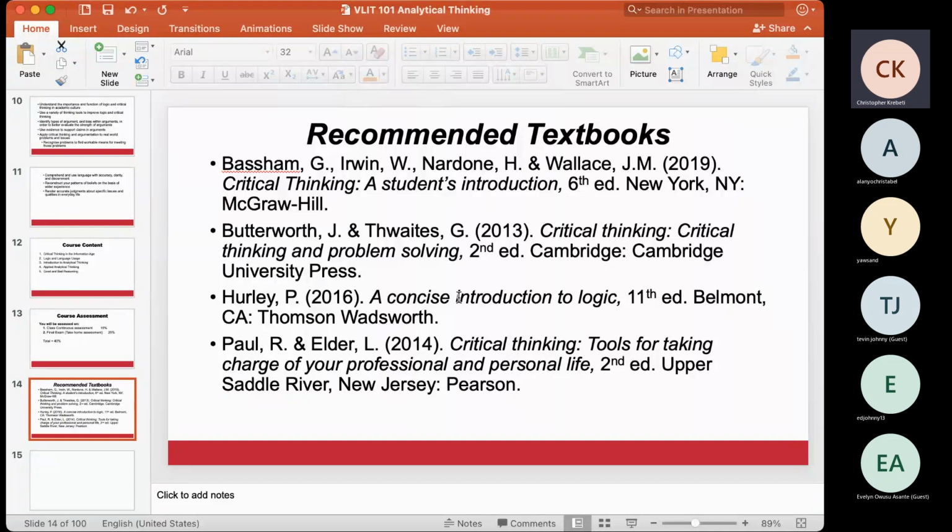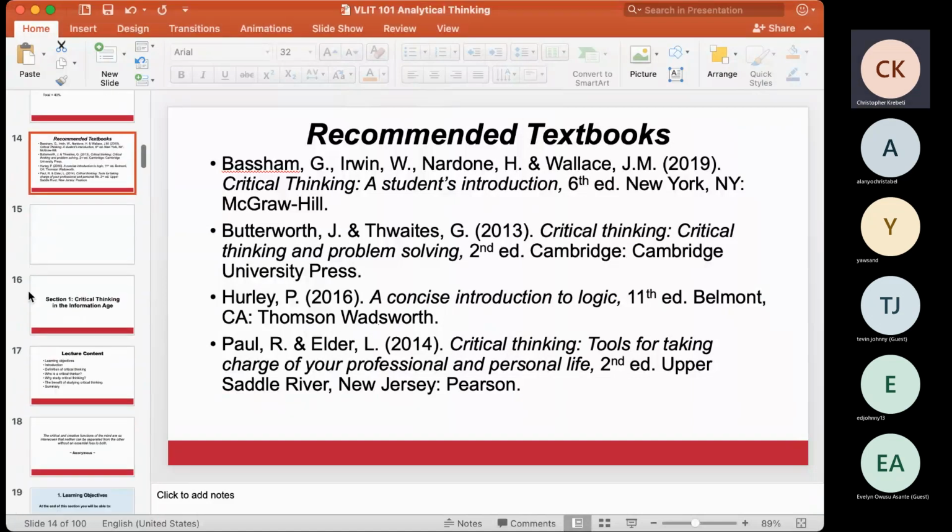And A Concise Introduction to Logic by Hurley. So I think you have access to the 2006, but you can get a 2016. But I use the very current edition, that is 2018. So that is what I use. And then Critical Thinking Tools for Taking Charge of Your Professional and Personal Life. So those of you who need these textbooks, you can get them. If you don't get them in the library, I think you can get them even online to purchase. So they are available in stores everywhere.